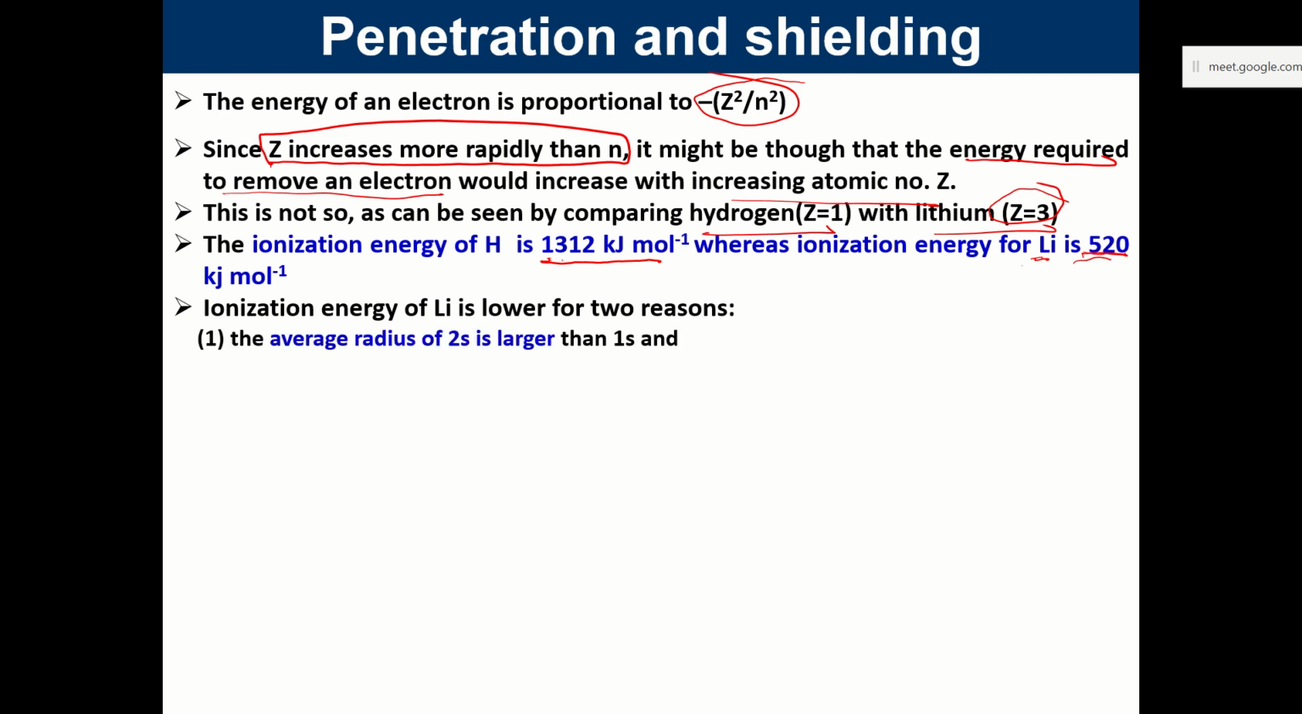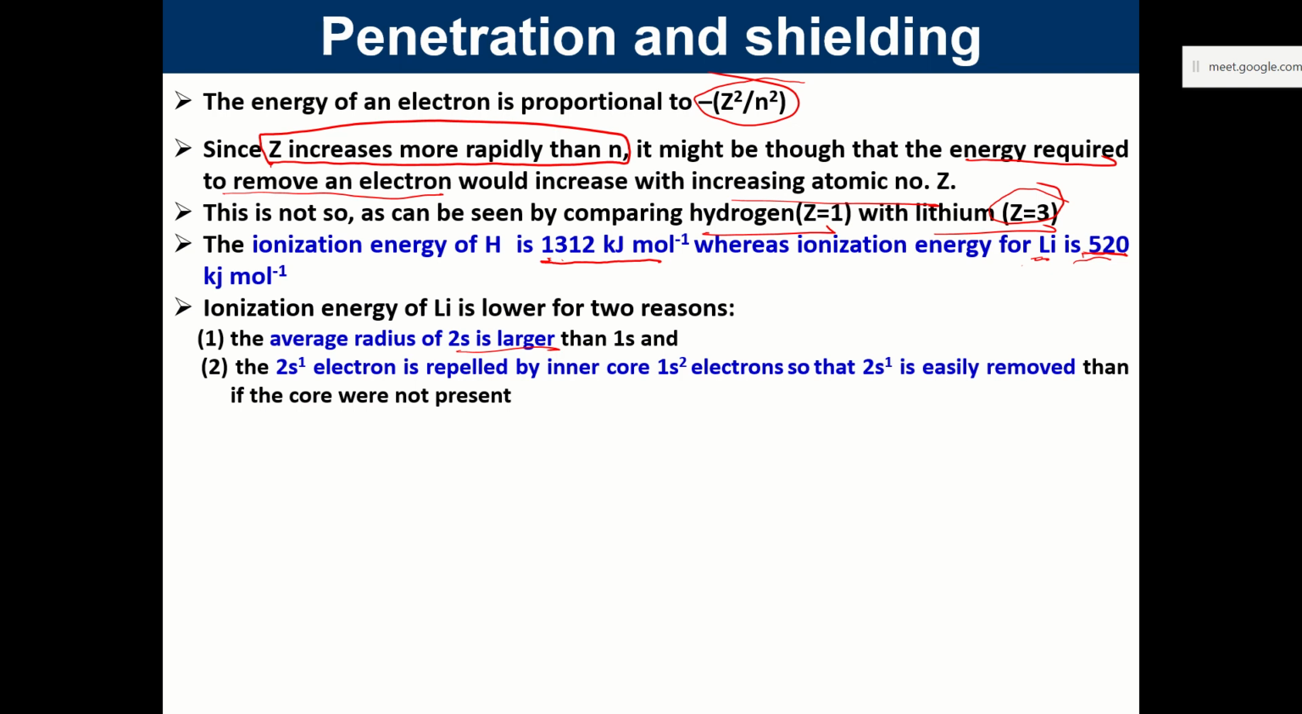So there are a few things that we have to consider. The average radius of 2s is larger than 1s, and the second important point which we have been missing all along is that the 2s1 electron is repelled by the inner 1s2 electrons. So while 3 protons are attracting that outermost electron, at the same time the 2 electrons in the inner core 1s orbital are repelling it, and because of this the electron in 2s is easily removed.